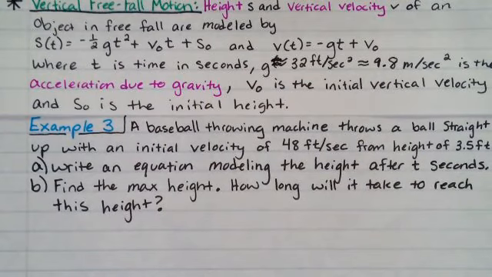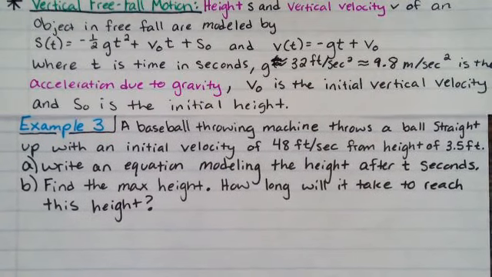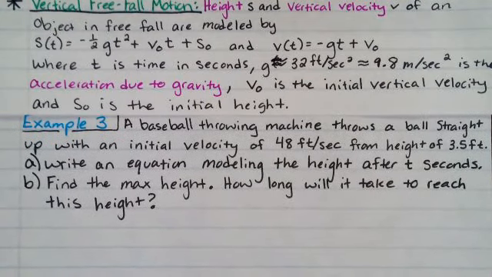Okay, we have a baseball throwing machine, and it's going to throw a ball straight up in the air with an initial velocity of 48 feet per second, and it's at a height of 3.5 feet, okay? Now, they said that we're going to write an equation modeling the height after t seconds. Then we're going to find the maximum height. How long will it take to reach?